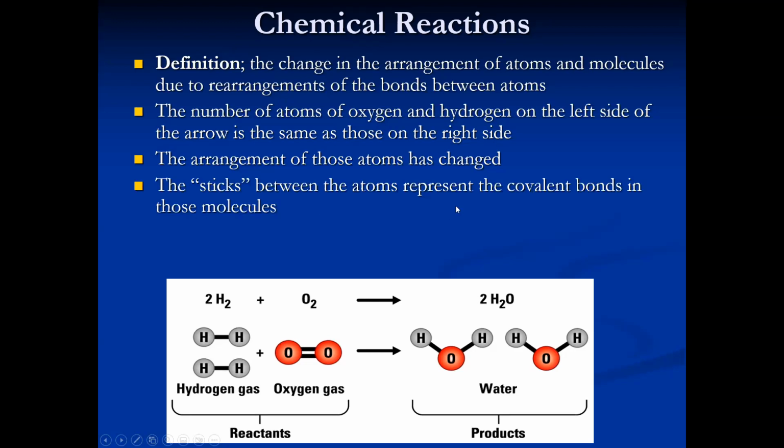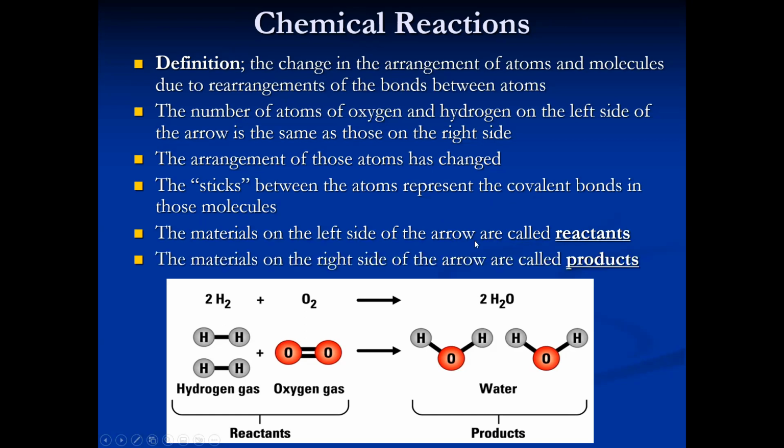The sticks between the atoms represent the covalent bonds in these molecules. So this stick means 2 electrons are being shared. The double stick means 4 electrons are being shared. The materials on the left side of the arrow are called reactants. Why? Because they're going to react. The materials on the right side of the arrow are called the products.